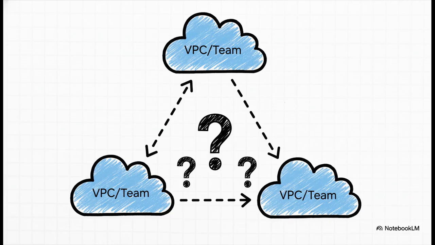Now let's flip that completely on its head. What if your goal isn't isolation at all? What if you want total collaboration? Maybe you have a big dev environment where all the different teams and services need to chat with each other freely across a bunch of different VPCs. How would you build that?